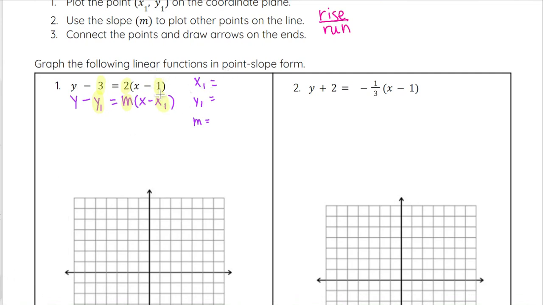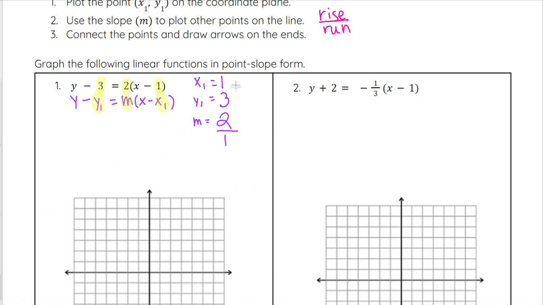So x1 is the number 1. Notice it is not -1. The minus sign is part of the general formula. So then we just use the 1 as the x1. Same concept with the y1. y1 is 3, and m equals 2. So we know that the slope is 2, which can be written as well as 2 over 1. That's our rise over our run.